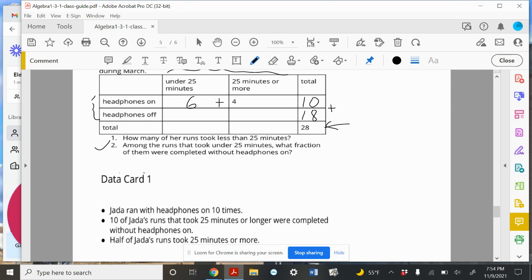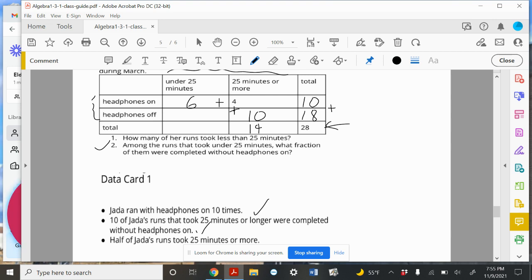10 of Jada's runs that took 25 minutes or longer were completed without headphones on. So it's 25 minutes or longer without headphones. So 25 minutes or more without headphones, that would be 10. So now we have that information. 4 plus 10 is 14. We're going to add those two together.